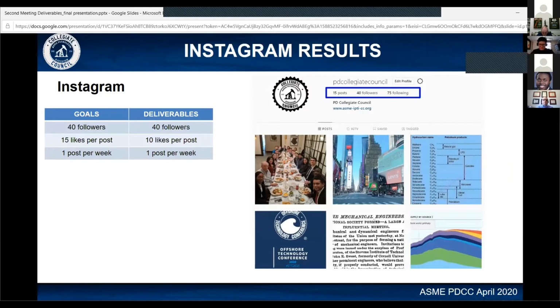For Instagram, we set goals to reach 40 followers and 15 likes per post, and we post once a week. On the right, this is an overview of our Instagram account. You can see our account information, and you can see the posts that we did.